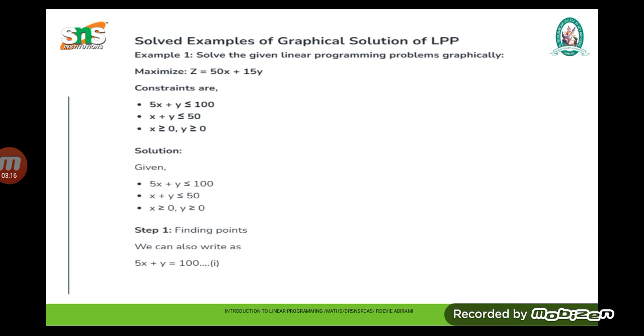Solved example is given by using an isocost or an isoprofit method. My problem is max z is equal to 50x plus 15y. My constraints are 5x plus y less than or equal to 100, x plus y less than or equal to 50, whereas my non-negative restriction is x greater than or equal to 0 and y greater than or equal to 0.